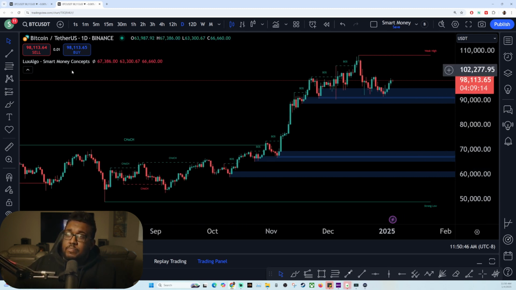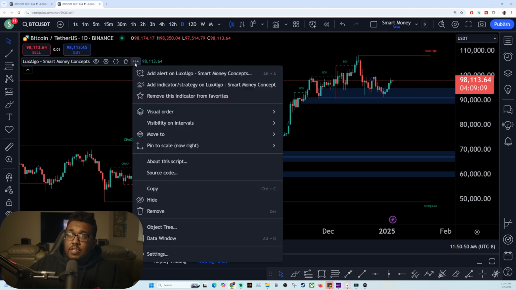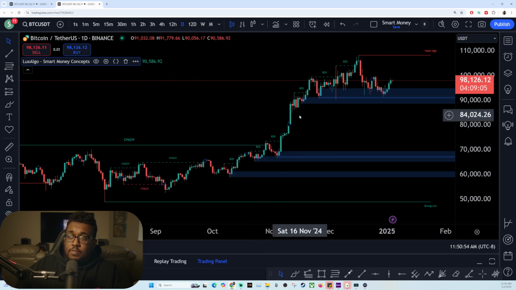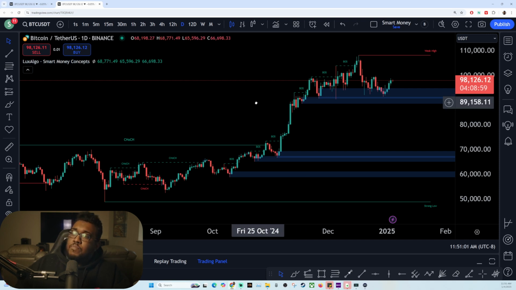few minutes. However, what I want you to do first, before you do anything, is hit these three dots, say visual order, and then go over here to bring it to the front. All right. That's going to help you out in the future because sometimes this app will go behind other indicators, which can be very, very annoying.